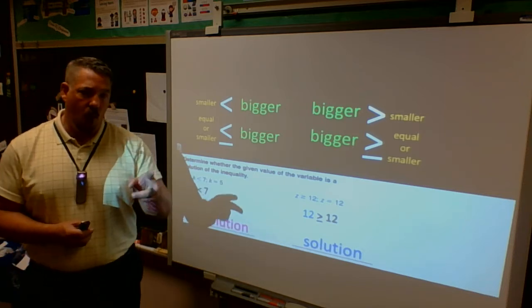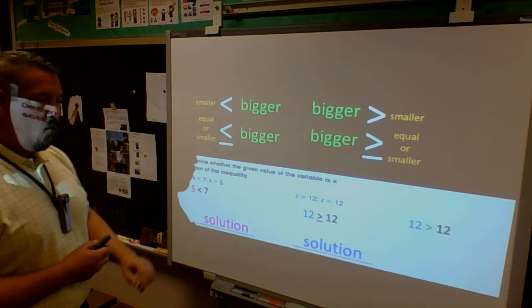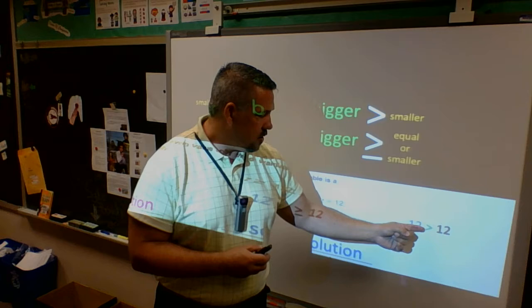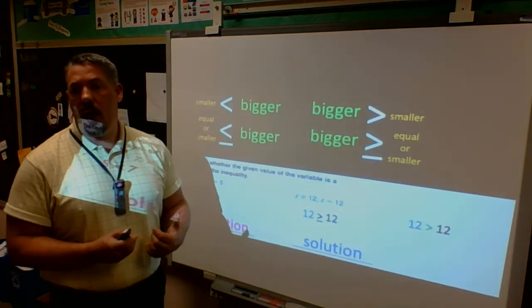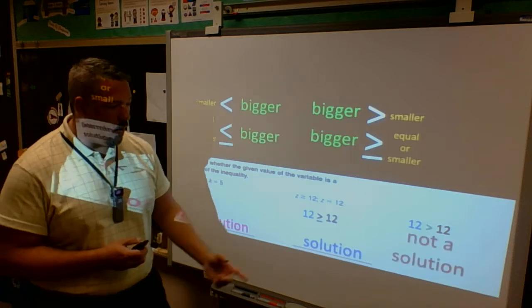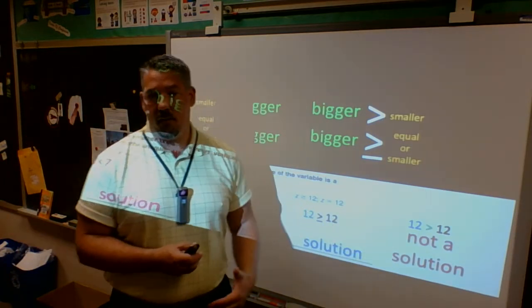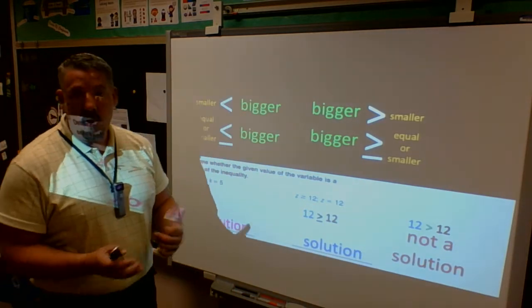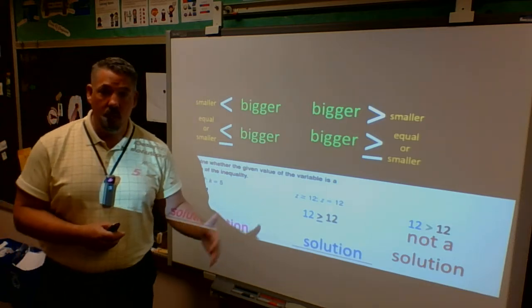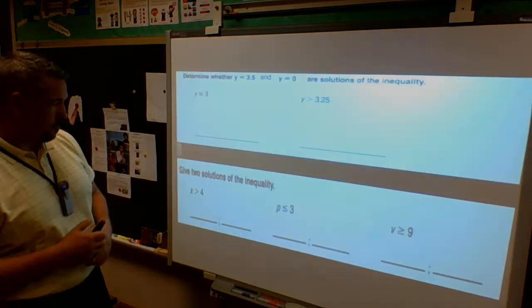Now, here's where I want to take a moment and look at something. What if I didn't have that equal sign? If all I had was 12 is greater than 12, is that a true statement? That's not a true statement. That's where I'd put not a solution as an answer, okay? Or, as we did on the previous assignments, we put NAS, which means not a solution. And I accept that as well.